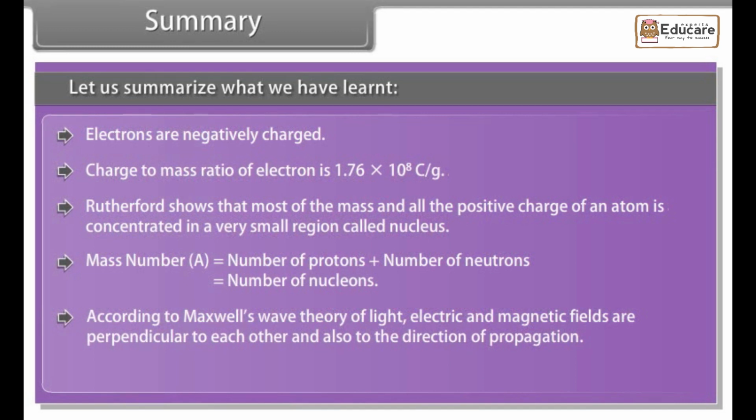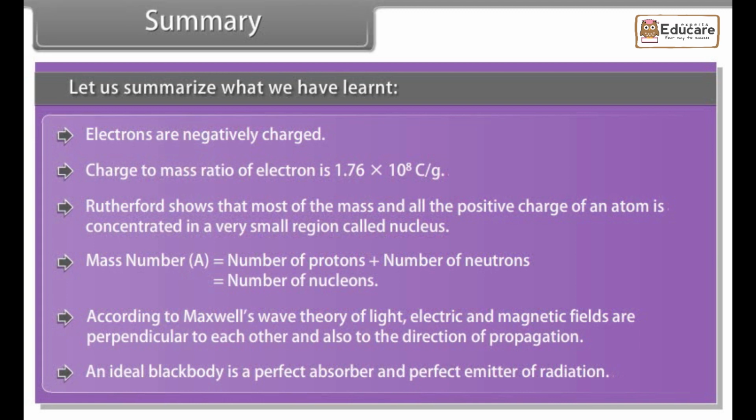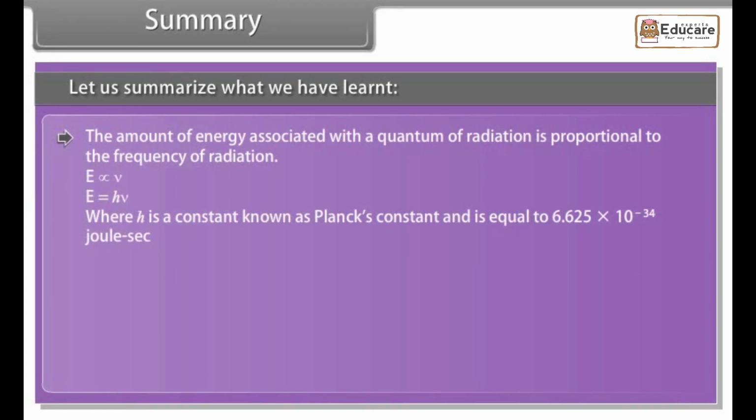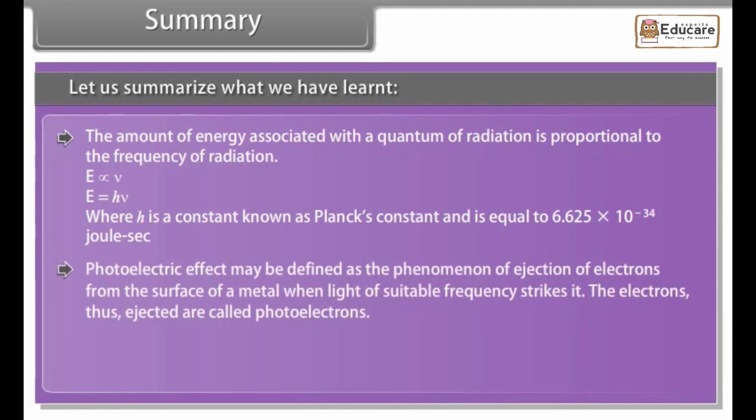According to Maxwell's wave theory of light, electric and magnetic fields are perpendicular to each other and also to the direction of propagation. An ideal black body is a perfect absorber and perfect emitter of radiation. The amount of energy associated with the quantum of radiation is proportional to the frequency of radiation, where h is a constant known as Planck's constant and is equal to 6.625 into 10 raised to the power minus 34 joule second. Photoelectric effect may be defined as the phenomenon of ejection of electrons from the surface of a metal when light of suitable frequency strikes it.